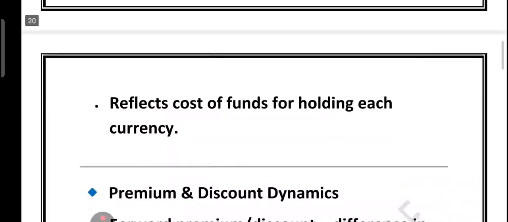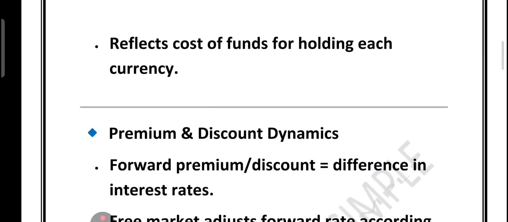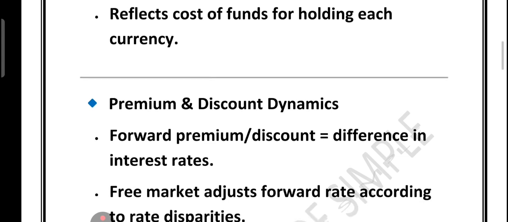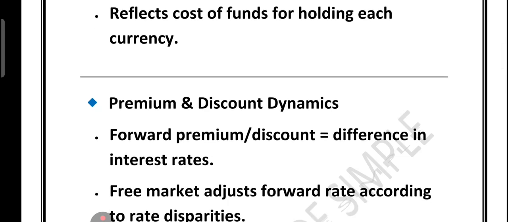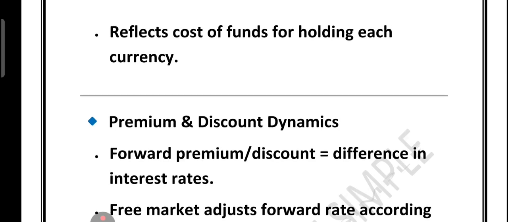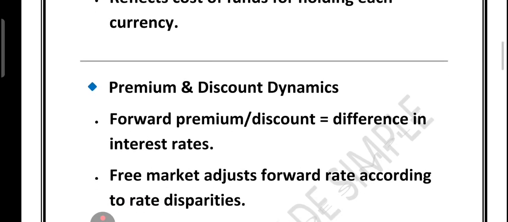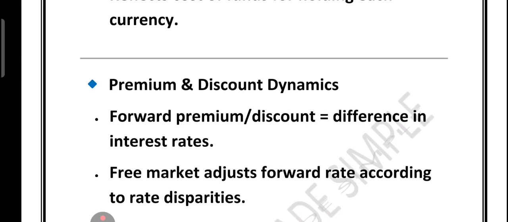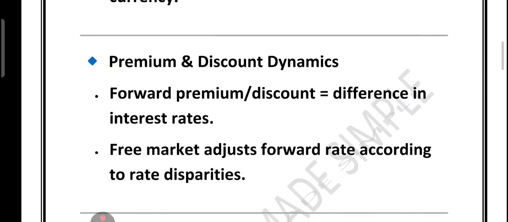You can think of it like this. If you are holding one currency, there is a cost or a benefit depending on that country's interest rate, right? So suppose you are holding one currency, there is obviously a cost of funds, or benefit depending on that country's interest rate. So the forward rate adjusts itself to reflect this cost of carrying or holding a particular currency over time.